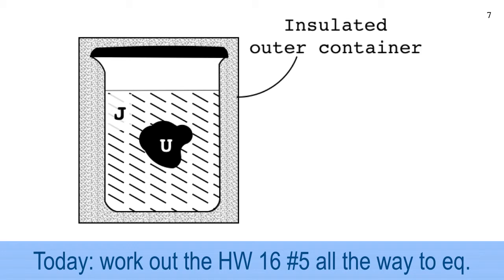So we're going to work out this problem, number 5, and we're going to take it all the way to the end. We're going to figure out the equilibrium temperature. And what you had in homework 16, number 5, was a single step, a single idea to start calculating the thermal equilibrium temperature for substance J and substance U, with different starting temperatures and different masses.